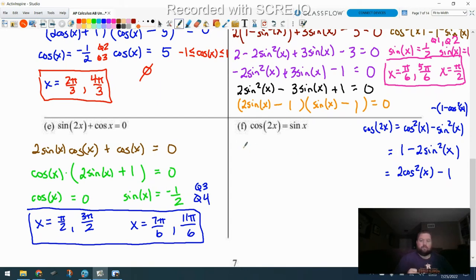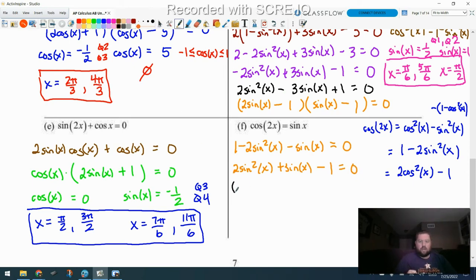So I'm going to use this one. 1 minus 2 sine squared x. I'm going to go ahead and subtract my sine x over. Is equal to 0. Okay, I'm going to rearrange, and I also want my sine squared to be a positive instead of a negative, so I'm going to switch all my signs like I did on that earlier problem. So I get 2 sine squared x plus sine x minus 1 is equal to 0.